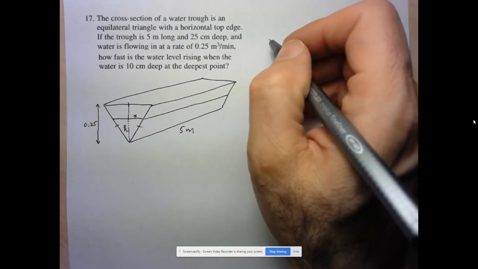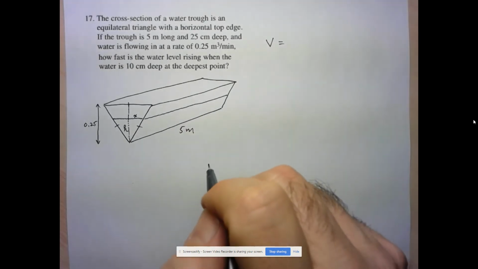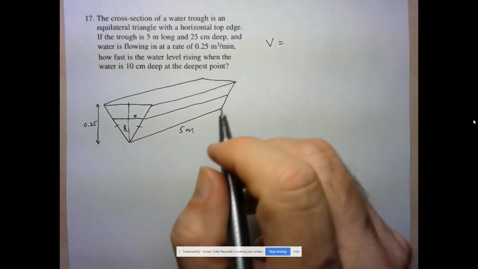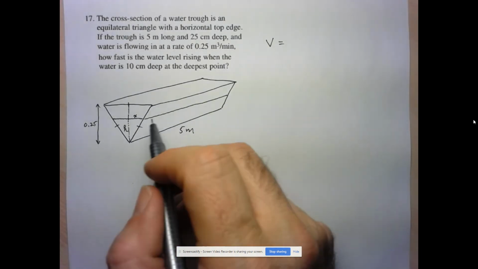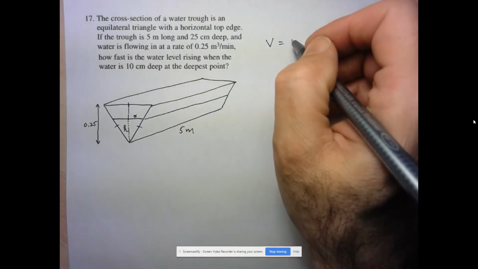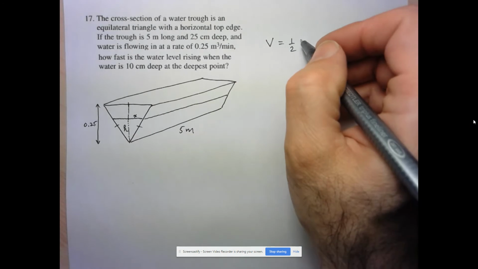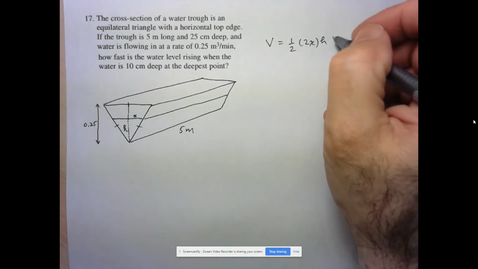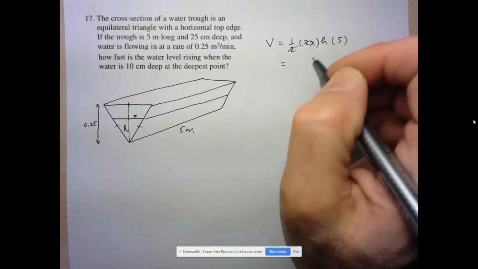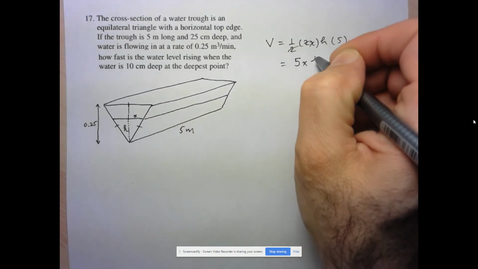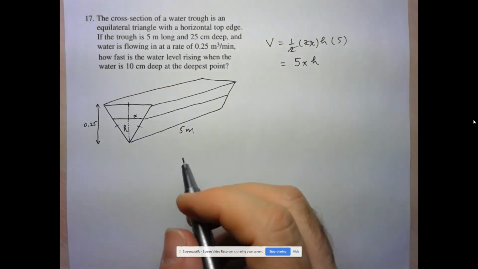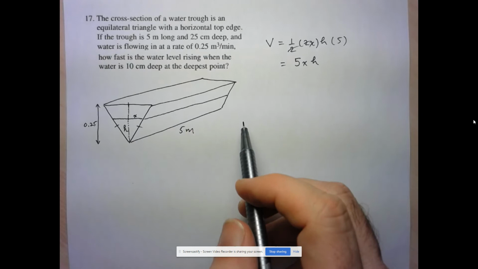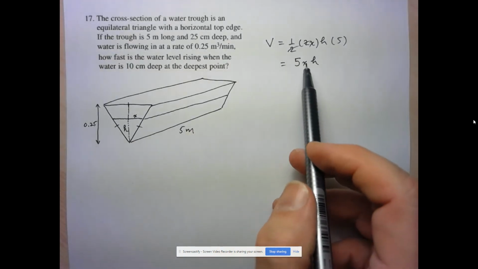Now I can write the function that'll eventually lead to my related rates equation. The volume of water inside the trough is going to be 1/2 base times height, so 1/2 times the base, which is 2x, times the height h, times the length of 5. These 2's cancel out, so I'm left with 5xh. As usual, I've got a function of two variables, so step number 1 is to eliminate one of these variables, and presumably I want to eliminate the x.